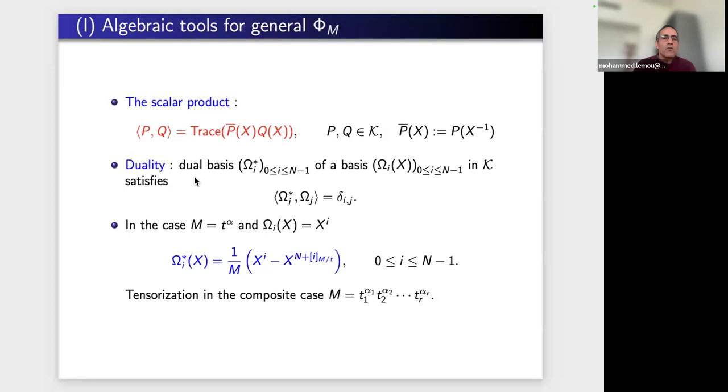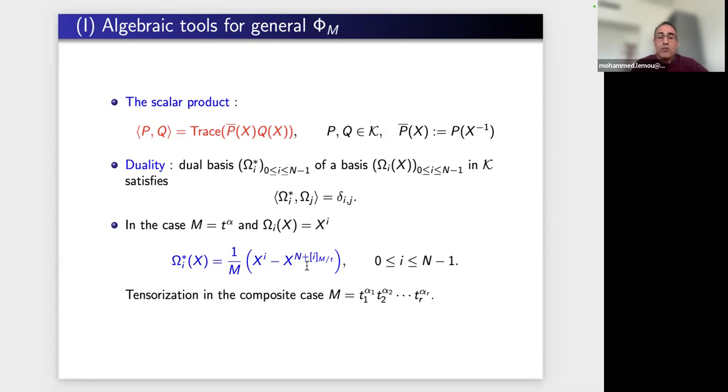In fact, we can show without difficulty that this is a scalar product. And with this scalar product we can also define duality on the linear space we use. But what will be of great interest for us is the dual basis of a basis. If you have a basis omega I in K, a basis of polynomials, not necessarily the canonical basis, you can define a dual basis, as usual: the scalar product of omega I star with omega j is equal to 0 if I is different from j, and equal to 1 if I is equal to j.